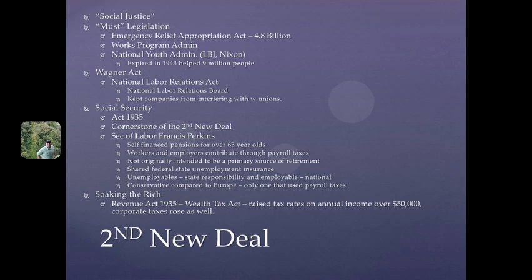Then lastly, or actually probably more importantly, the cornerstone of the Second New Deal was the Social Security Act, set up by the Secretary of Labor, Frances Perkins, right? This was important because it was one of the first times we saw this government entitlement plan where people over the age of 65 received pensions. I'd like to point out, you can see it right there in the notes, these pensions weren't initially designed to be the sole type of income that you had. They were designed to help you out, not for you to live off of. So today, people try to live off of their pensions, and that doesn't work.